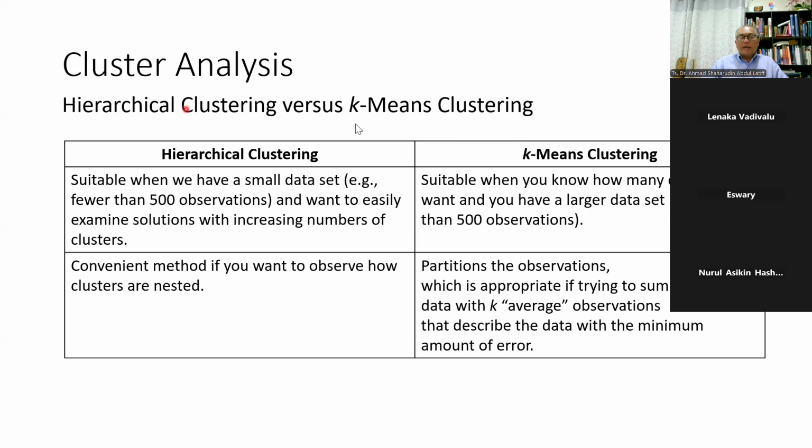So comparing the hierarchical clustering and the k-means clustering. Hierarchical clustering is where you have a small data set and you want to easily examine the solution, increasing the number of clusters. It's a convenient method because you want to observe how clusters are nested. K-means is where you know how many clusters you want. You have predetermined how many clusters that you want. Then you have large data sets, maybe more than 500 observations. So you partition the observations according to the distance. It depends on the situation.